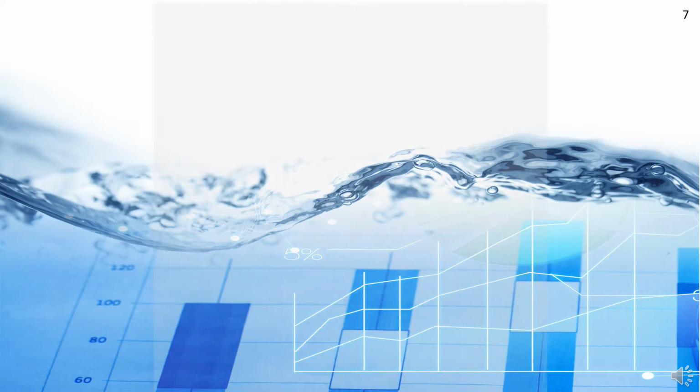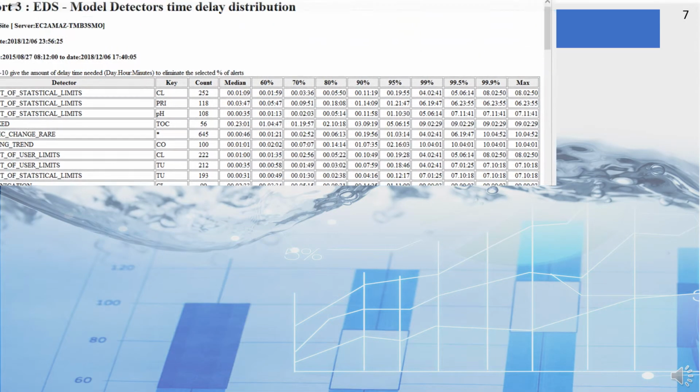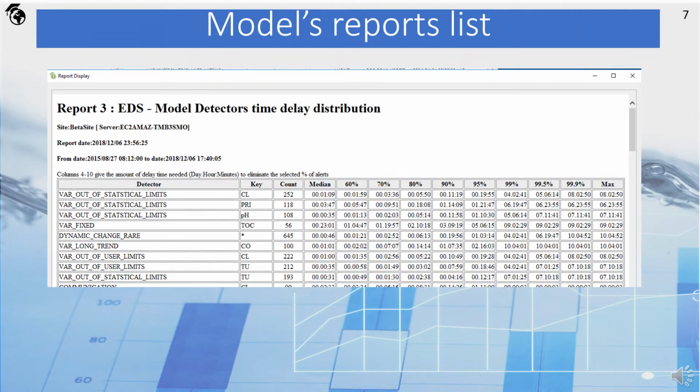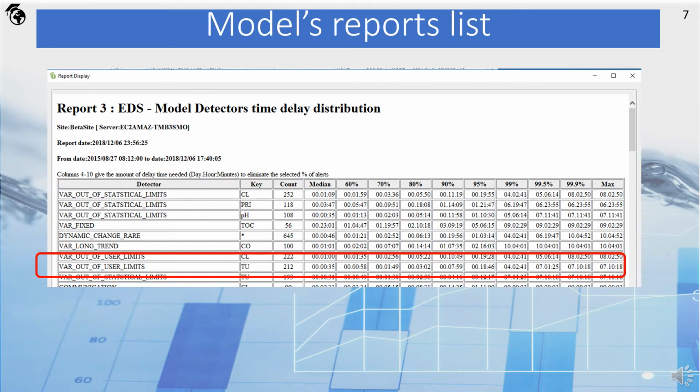As an example, we will now look at a sample report. Let's look at report 3. This report shows quantiles for length of events. We will now focus on the report's marked line, which is the length distribution of the violation of statistical limits by turbidity measurement. As can be seen, the total number of events for this detector was 212.